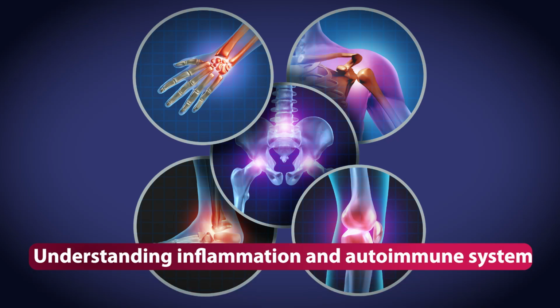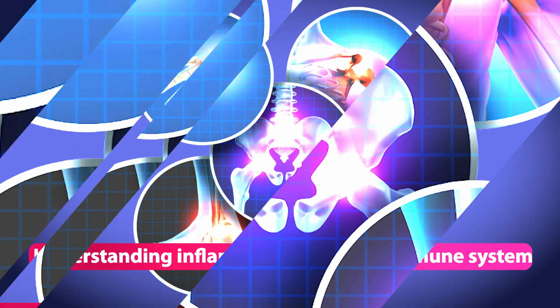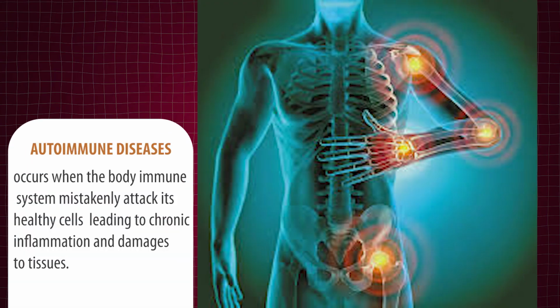On today's show, we're going to be talking about inflammation and understanding autoimmune diseases. So now, let's define what autoimmune diseases are. Autoimmune diseases actually occur when the body's immune system mistakenly attacks its own healthy cells, leading to chronic inflammation and damage to the tissues. Some common autoimmune diseases that we have are: 1.